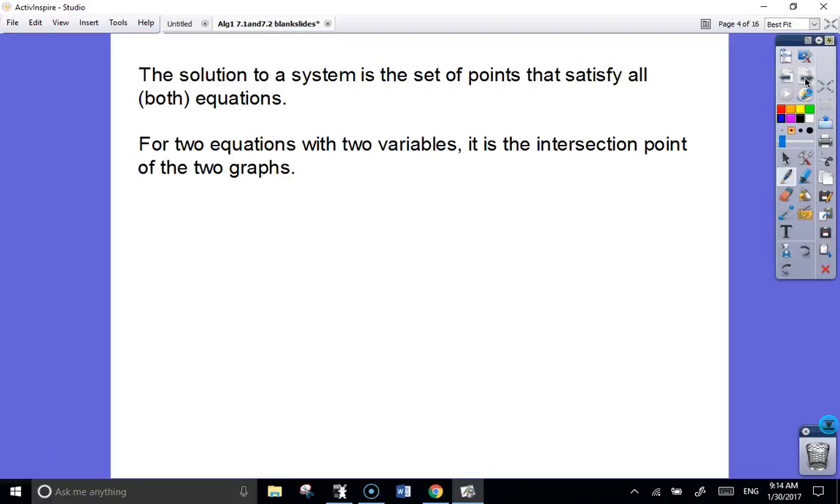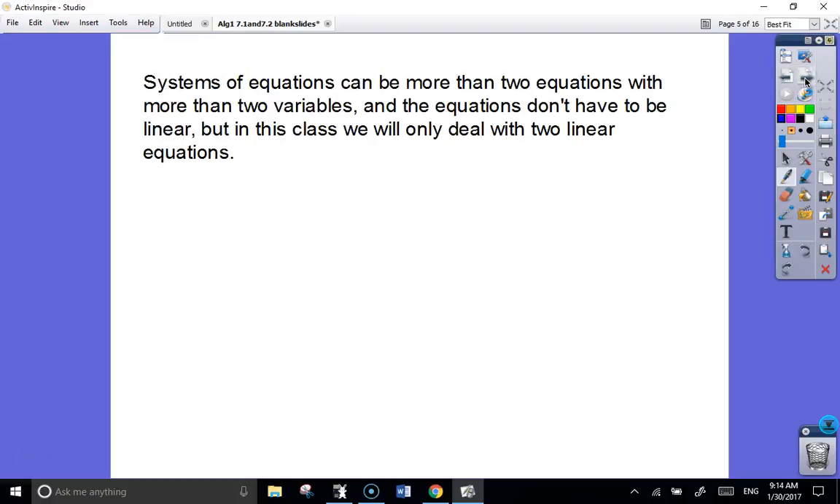Now, we're familiar with those. Those are the same kind of graphs we've been drawing up till now. Now, systems can be bigger than that. They don't have to be 2 equations and 2 variables, right? They could be 3 equations and 3 variables, or 4 equations and 4 variables. Ultimately, you need the same number of equations as you've got variables to solve for, and then you can find the solution. But in this class, all we do is 2 equations and 2 variables.